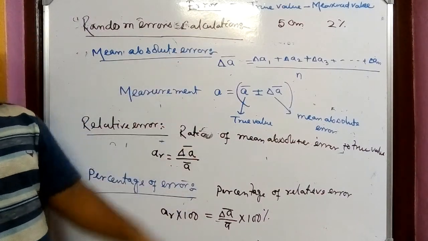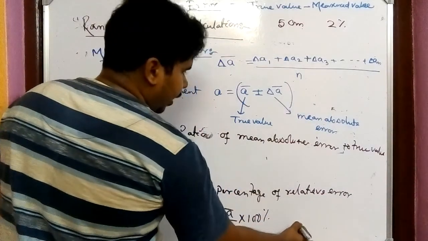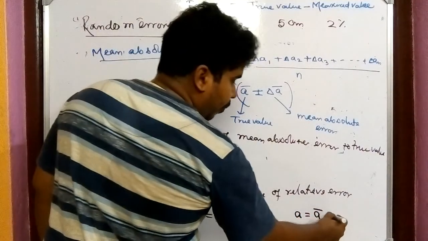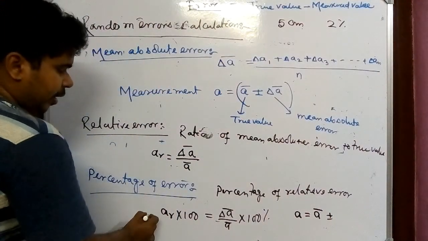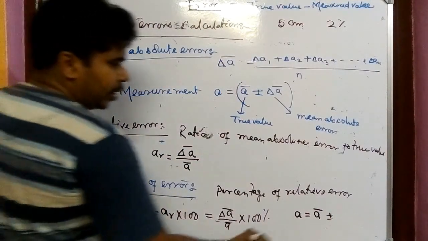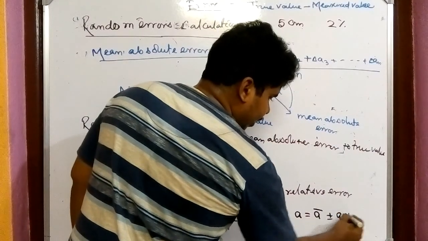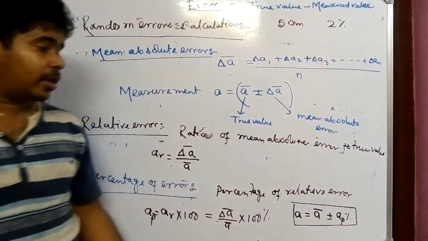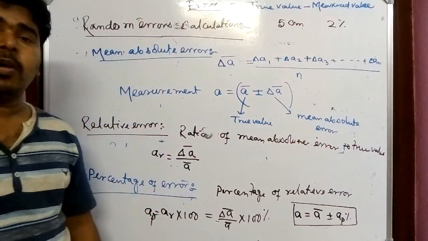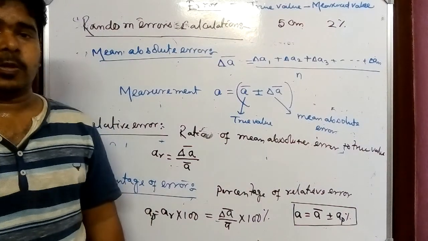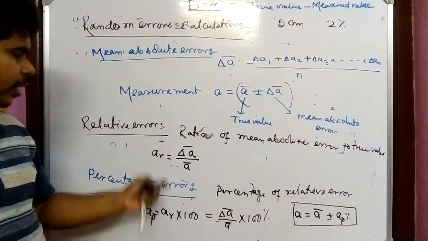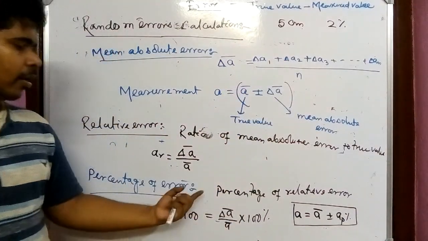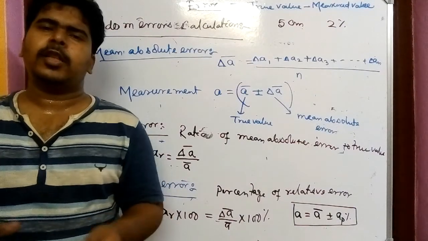Okay, that can also be represented like a measurement A equals A bar, that is the true value, plus minus, here percentage of error is A P. Okay, so it is A P in percentage. So we can represent the error with the help of absolute error, and we can also represent the error with the help of percentage of error. Okay, so these two are different kinds of representation, but you see the way we will get delta A bar and A bar, it is mainly by the average.